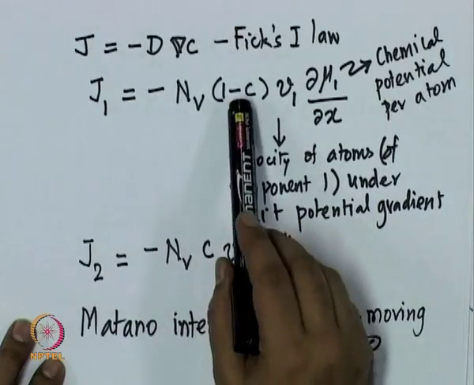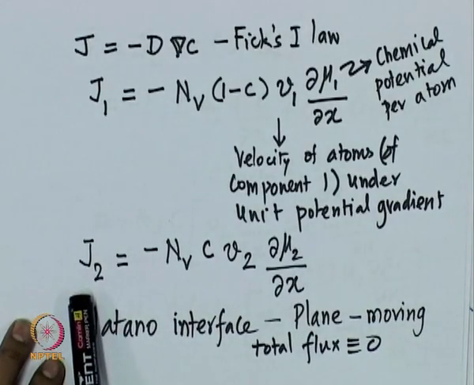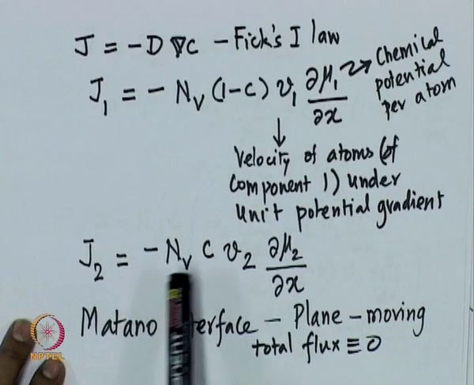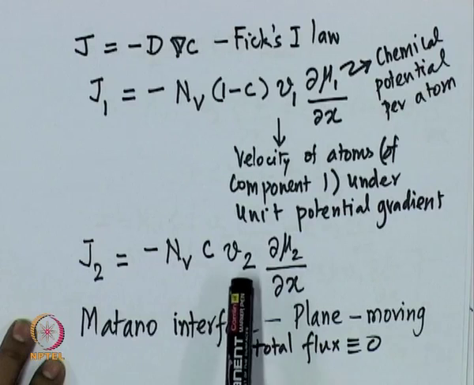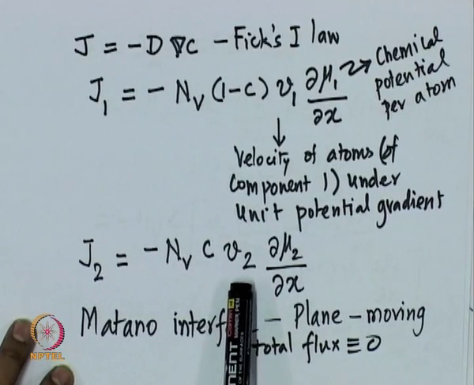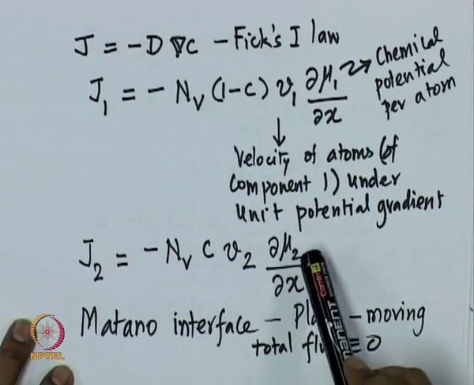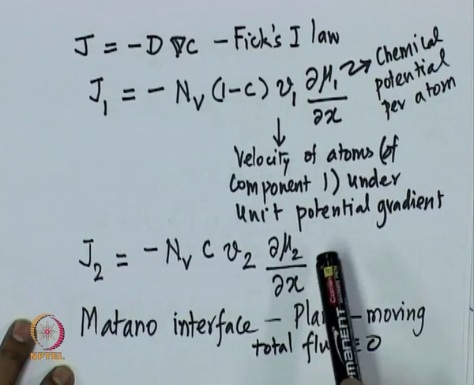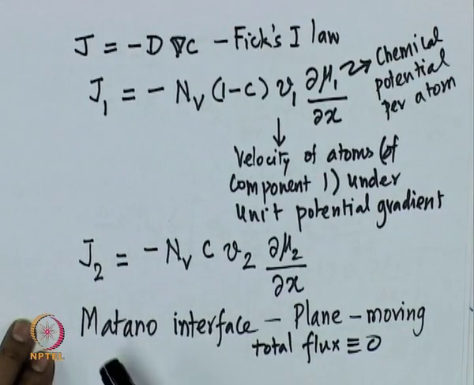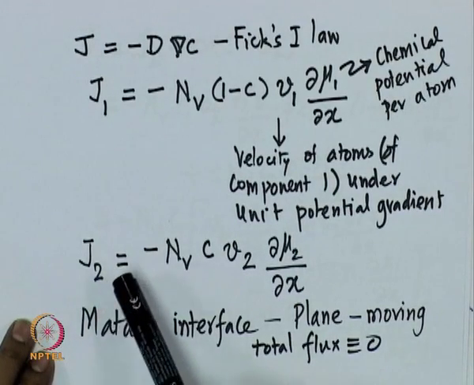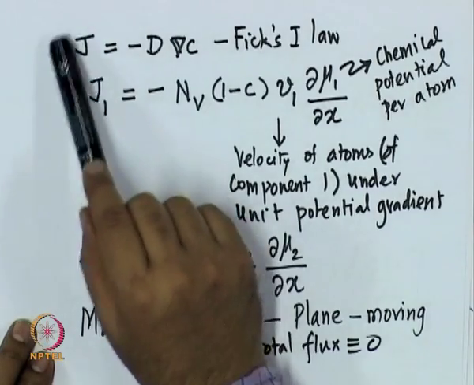In the same fashion, the flux of atoms of type 2 is NV times C, which is the concentration of B type atoms, times V2, which is the velocity of atoms of component 2, or B type atoms, under unit potential gradient, times dou mu 2 by dou x. Now, these are the individual fluxes of A and B type atoms, but I want to define the flux of B type atoms. This is my interest.